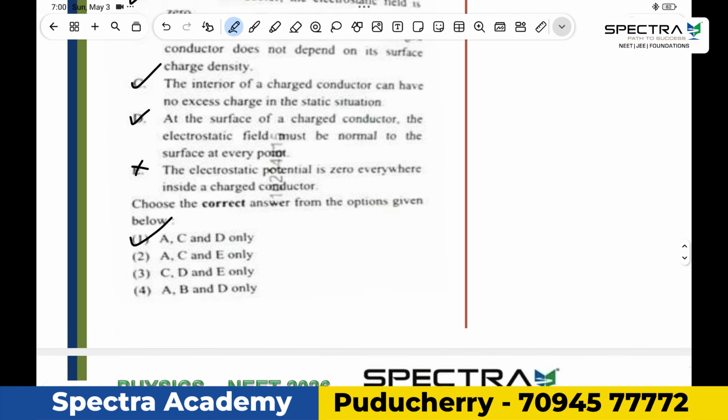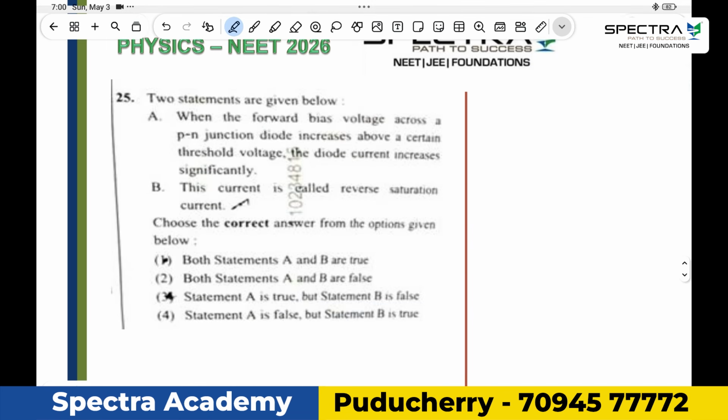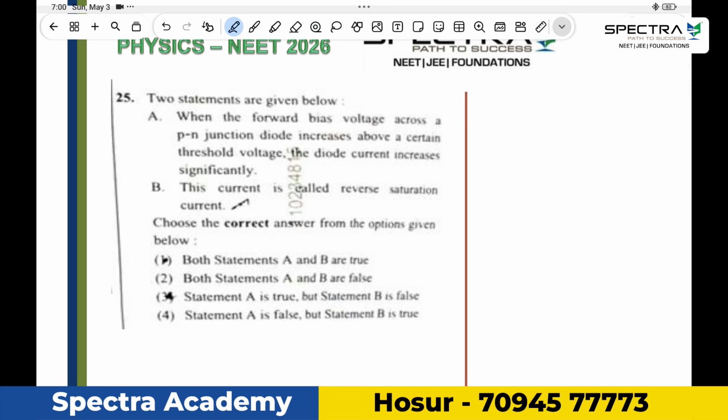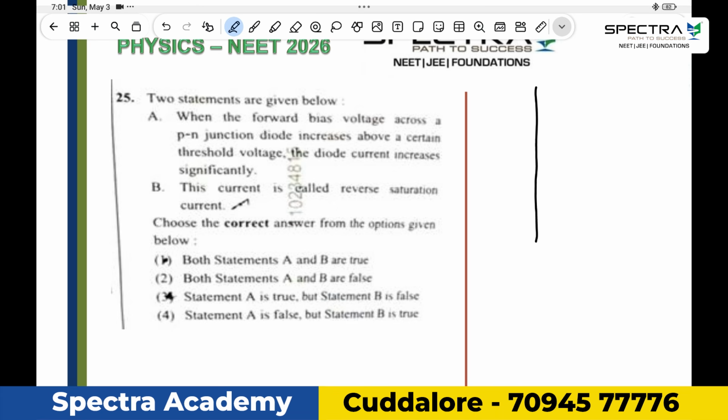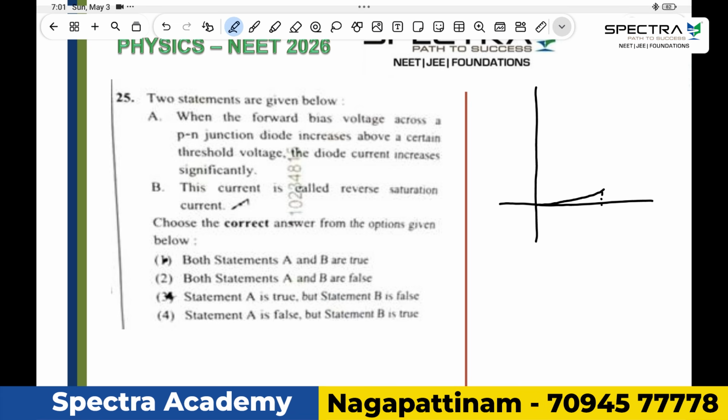Very simple question. Now, coming to the next question, question number 25. Two statements are given below. A: When the forward bias voltage across a PN junction diode increases above a certain threshold voltage, the diode current increases significantly. Yes, that is true, because you have learned the forward characteristic. There is a particular voltage called the knee voltage above which the current will start to increase. So A is true.